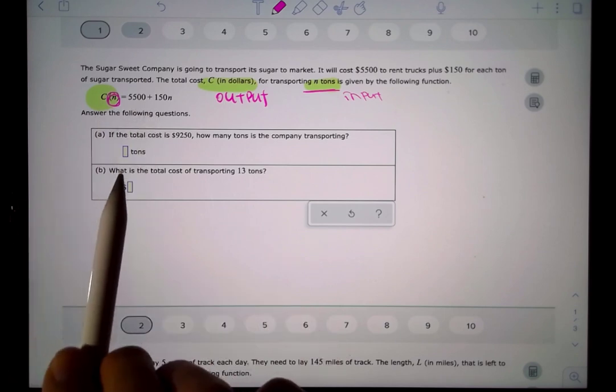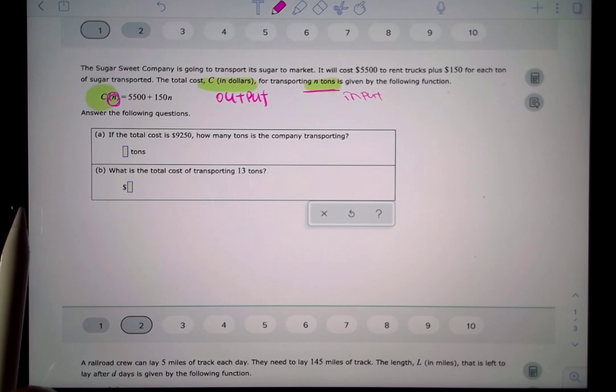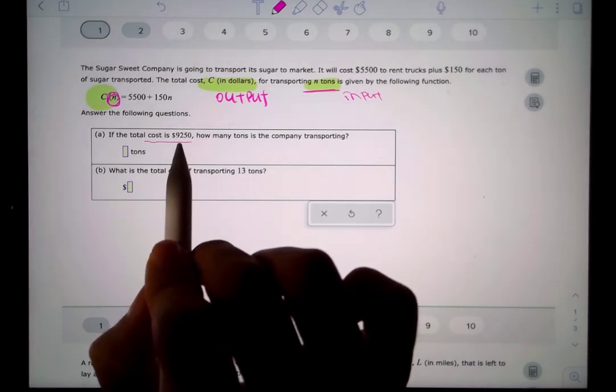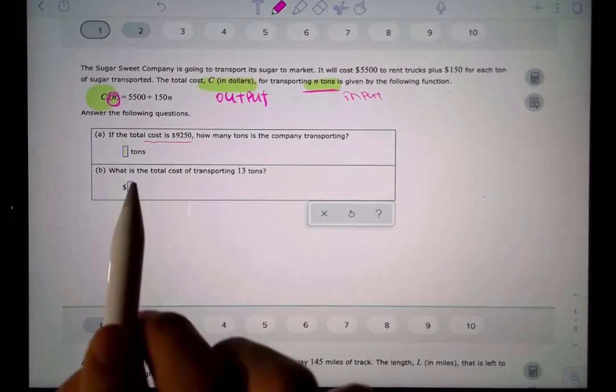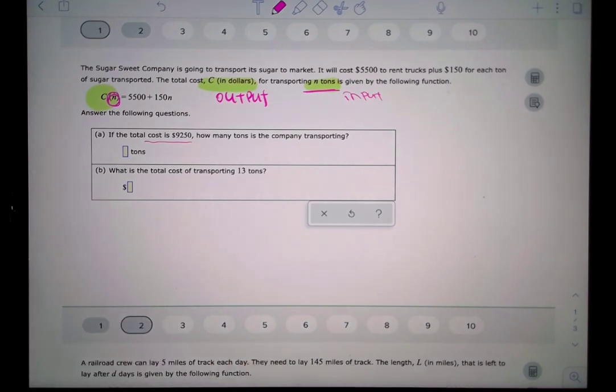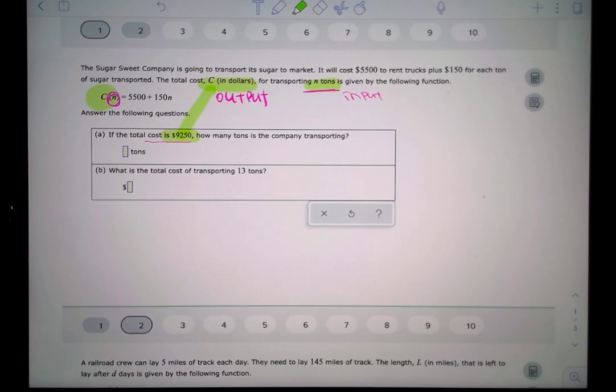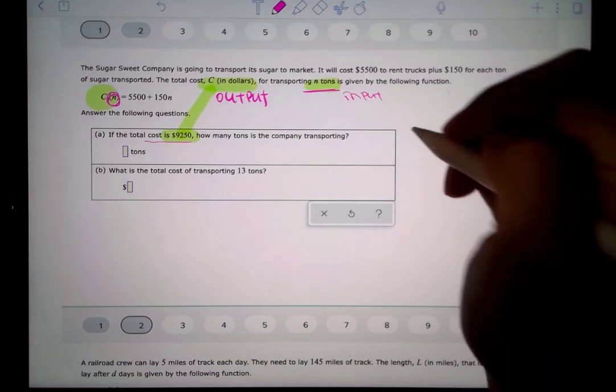Then look at A. A says, if the total cost is $9,250, how many tons is the company transporting? Think about it, guys. You got this number 9,250. Where do you need to put it, for C or for N? That's money, so that's the output. The question gives you the output. So let's set up the equation for A.